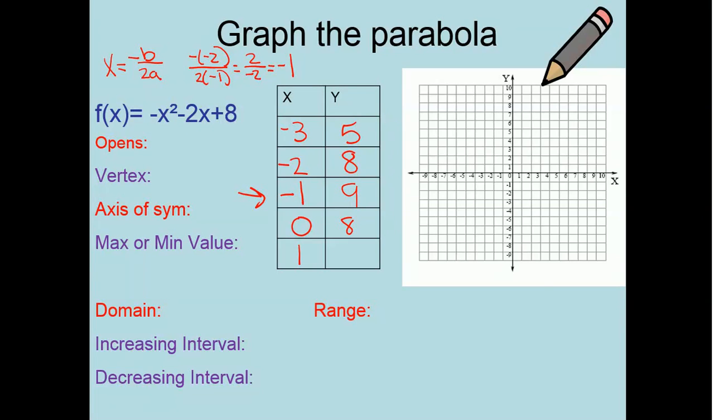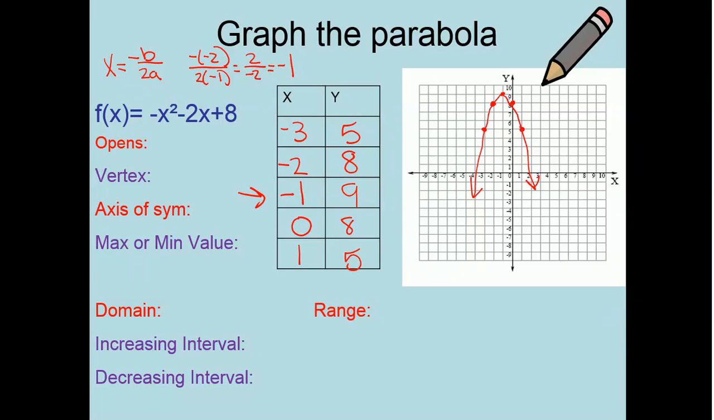Let's plug in 1 here. So we got 1 squared, 1, tack on the negative, it's still negative 1. Minus 2 is negative 3, plus 8, 5. Let's go ahead and graph this. So I got negative 3, 5. Whoop. Negative 2, 8. Whoop. Negative 1, 9. Graphed it correctly this time. Woohoo! 0, 8. And 1, 5. Let's connect some dots here. Make sure I put some nice arrows on the end.